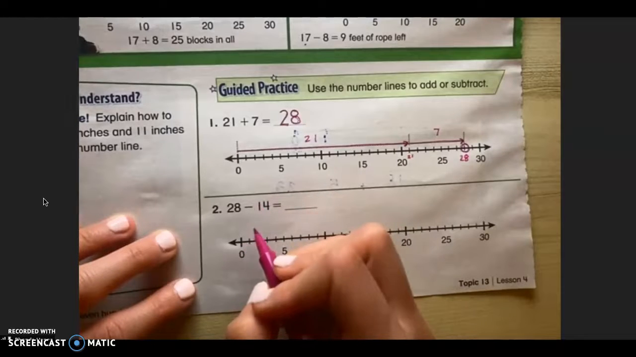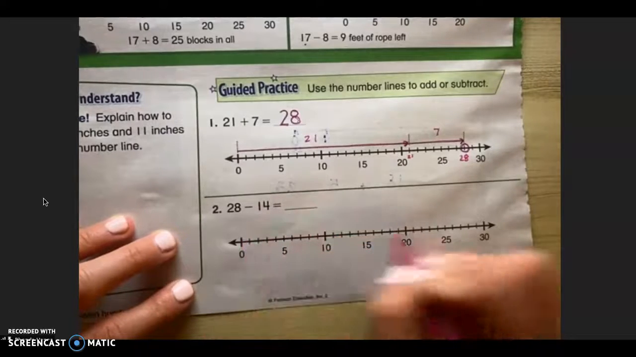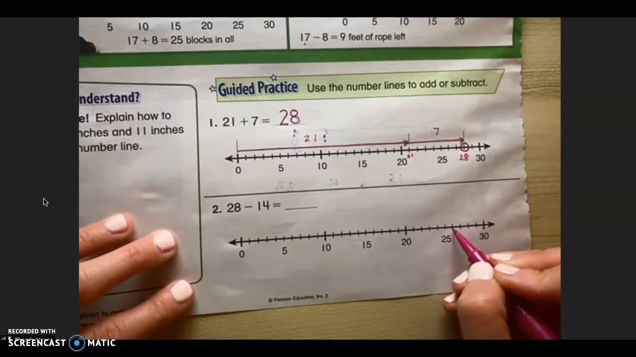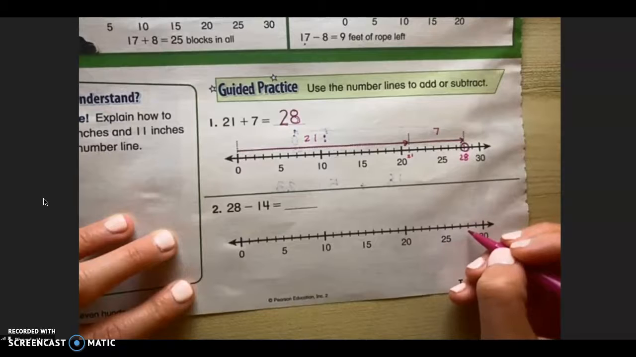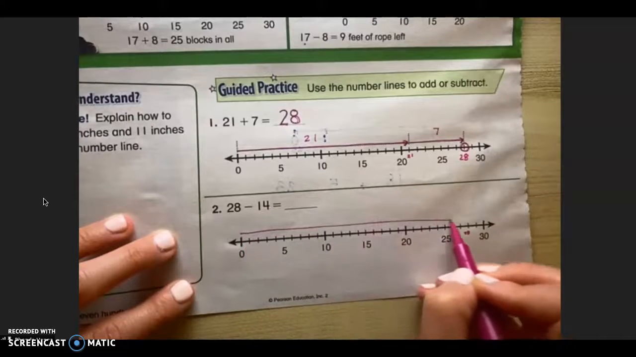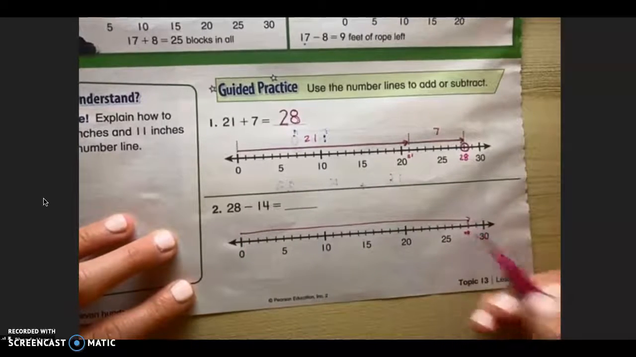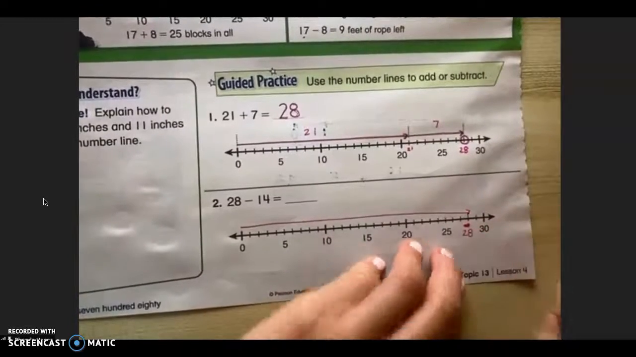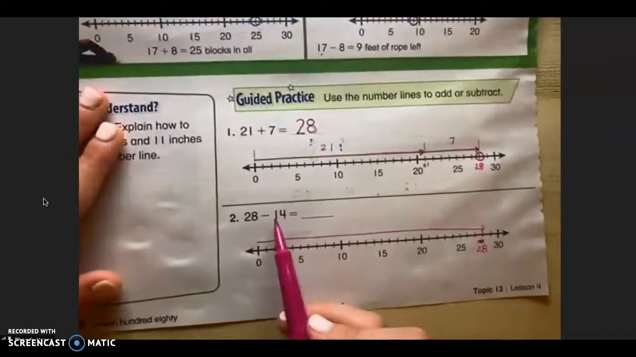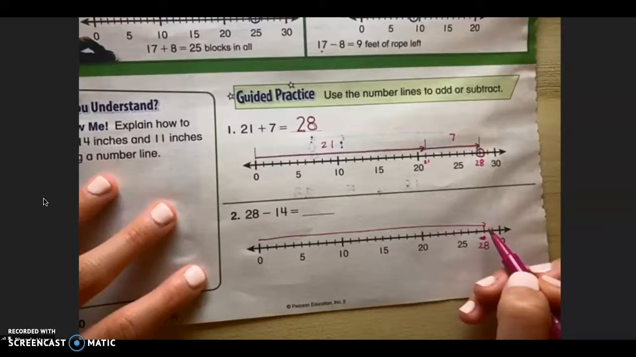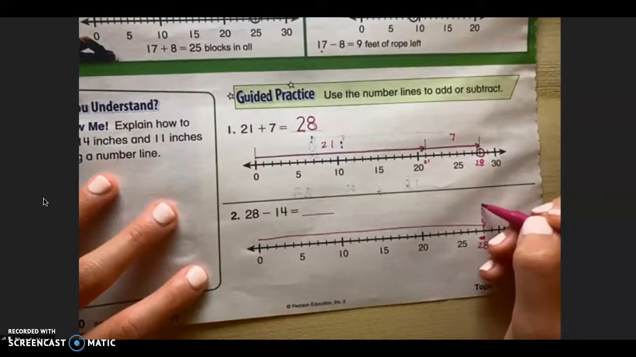I will first go to 28 starting from 0. So I will draw a line from 0 all the way to 28. So I know 28 is somewhere right here, 25, 26, 27, 28. So I'll just label that 28 so I know where to stop. Right here, that's 28. Make that a little bigger for you guys. All right. And now it says I need to subtract 14. So from 28, I will subtract 14.